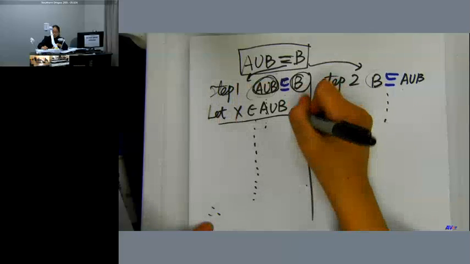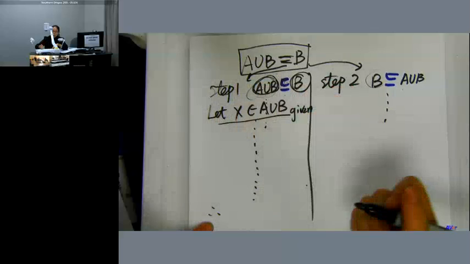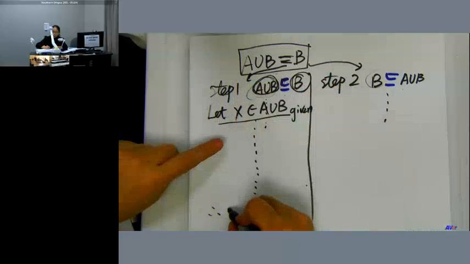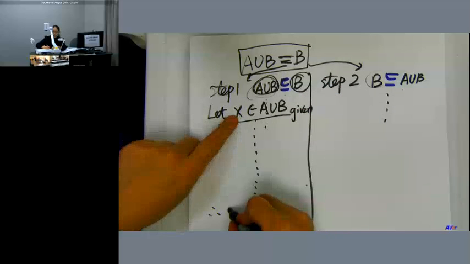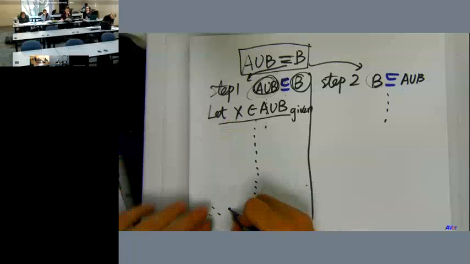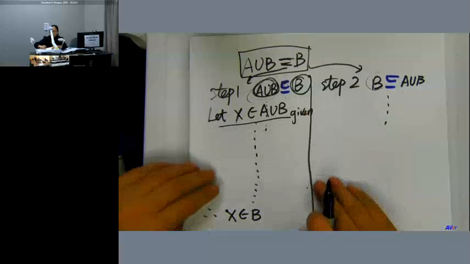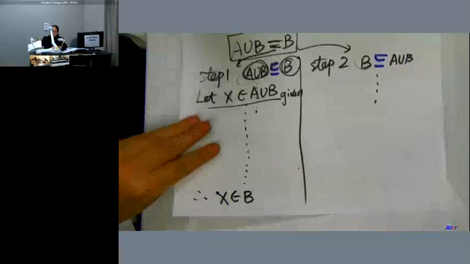That's like a given. You're given an element X from A union B. What do you need to prove? You want to prove X is in which set? X is in which set? In B, right? So all I did is translate symbols into words.